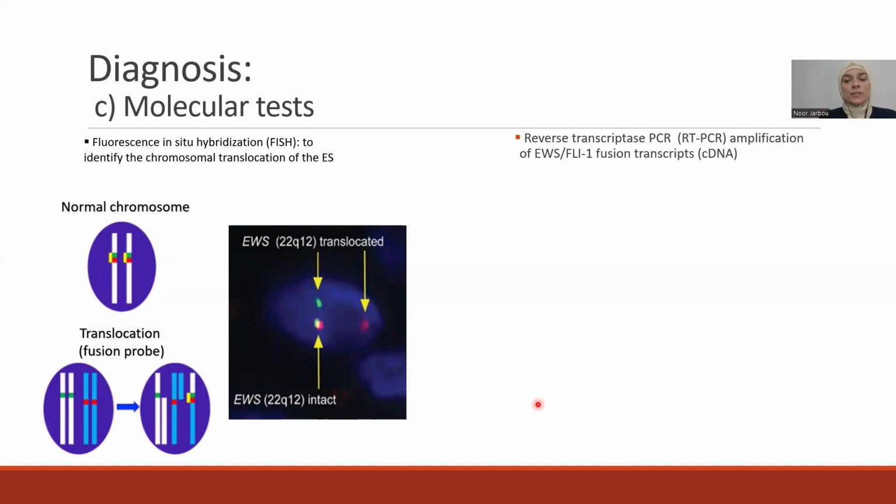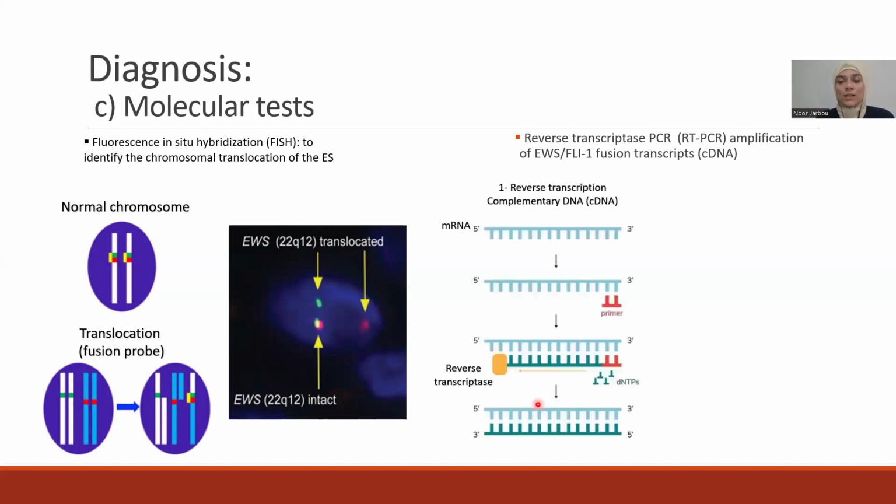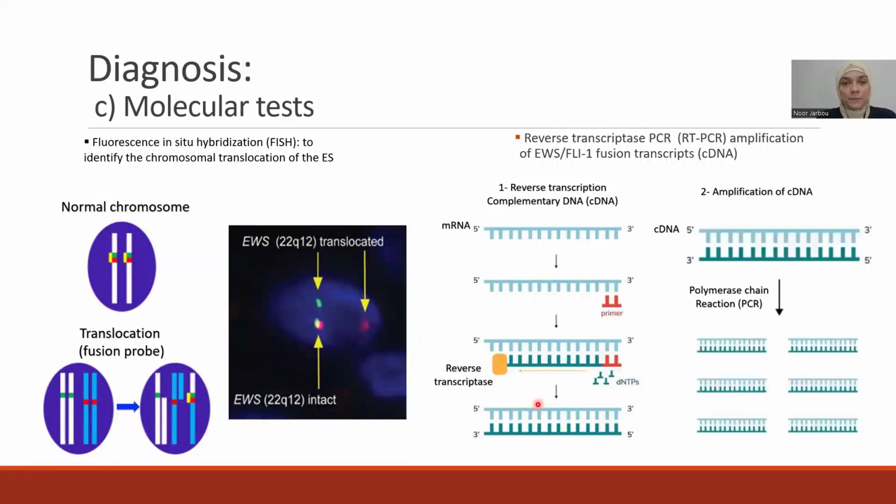The second molecular test is known as reverse transcription polymerase chain reaction, or RT-PCR, which is achieved by utilizing reverse transcriptase to produce complementary DNA from the mRNA of the gene of interest, which is in this case the mRNA of the fusion protein, followed by amplification using PCR.